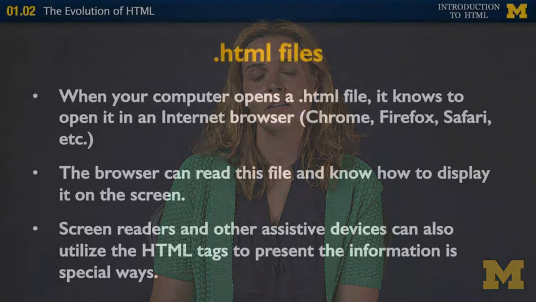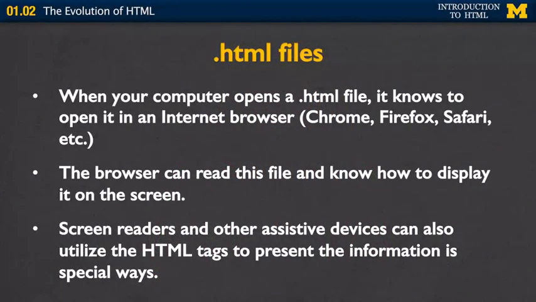A .html file is a special kind of file. You've already seen special file extensions before. Whenever you open a file that has .doc, your computer knows to open it in Microsoft Word. If you see a file with .ppt, your computer knows, oh, that's a PowerPoint file, I should open it in PowerPoint. In the same way, when your computer sees a .html file, it knows that it should open it in an internet browser such as Chrome, Firefox, or Safari. Your browser can read this file and it knows how to display it on the screen.